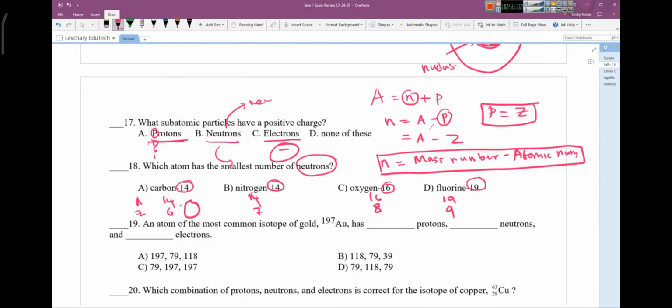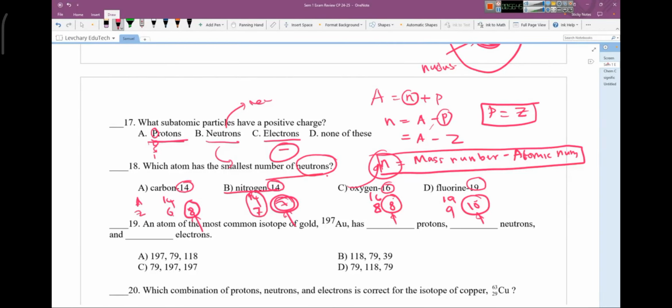So what is the difference here? 14 minus 6 is 8. And here 14 minus 7 is 7. And here 16 minus 8 is 8. And here 10. So now these differences are the number of neutrons in the respective atoms. So here what atom has the fewest neutrons? Nitrogen. Why? Because 7. So this is how we have to calculate the number of neutrons and go to the answer for this question, right?